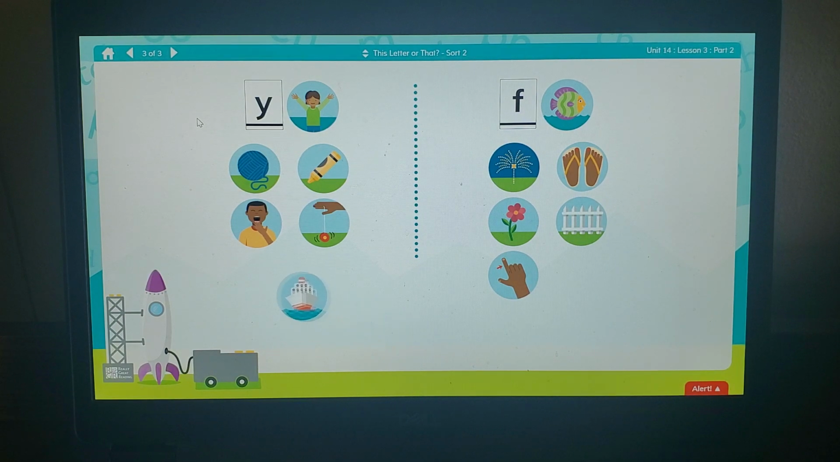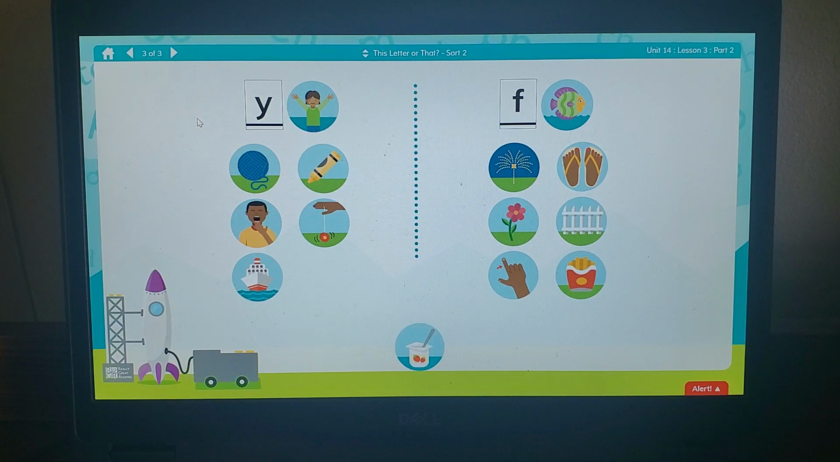Y is correct. Next is French fries. What's the first sound that you hear in fries? F is correct. Next, we have yogurt. What's the first sound that you hear in yogurt? Y is correct. Those words that begin with the Y sound: yes, yarn, yellow, yawn, yo-yo, yacht, yogurt. Those words that begin with the letter F that make the F sound: fish, fireworks, feet, flowers, fence, finger, fries.